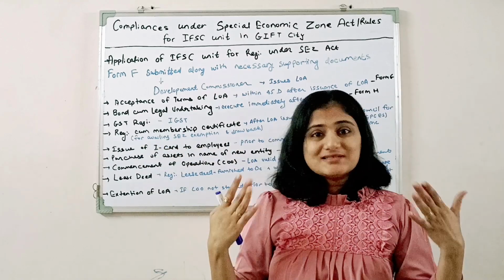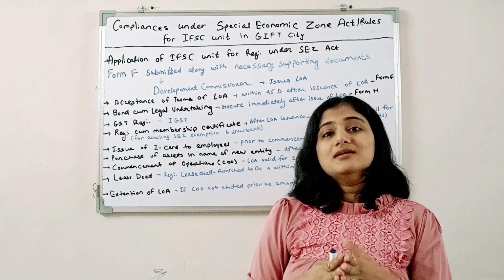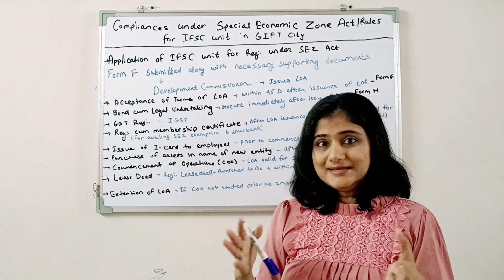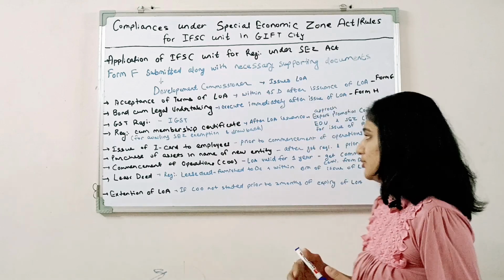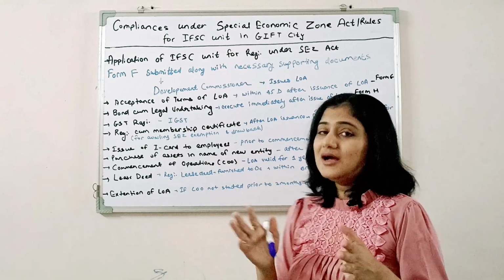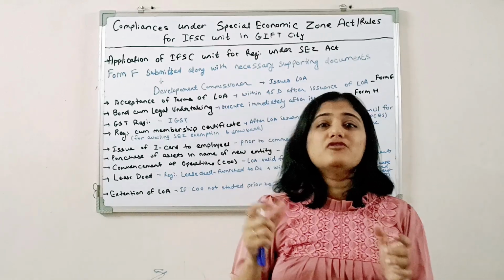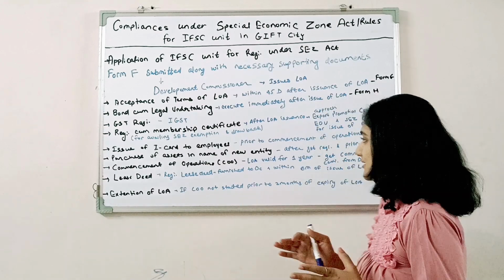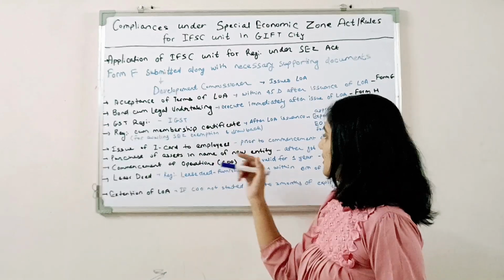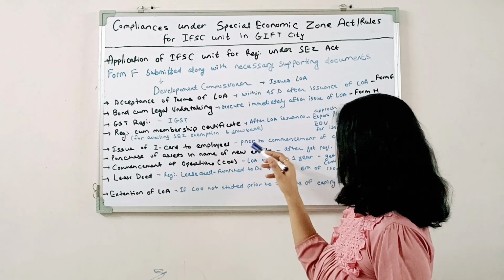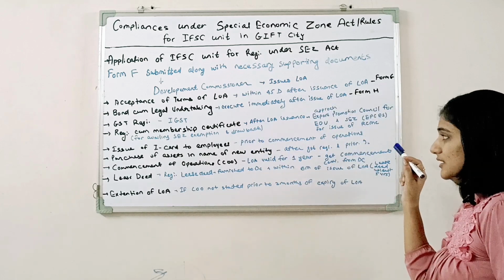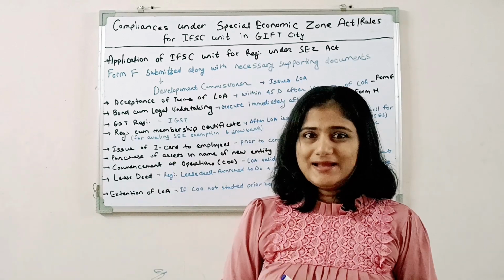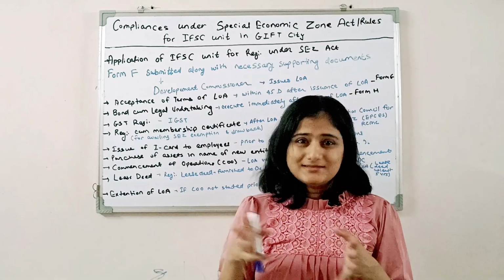Next, issue of I-cards to the employees. So before starting the operations, the unit has to enroll the employees, onboard the employees, and it has to issue the identity card. The prescribed format for I-card is already given under the SEZ Act. Okay, so prior to commencement of the operation, you have to onboard the employees and issue the I-cards. The validity for this I-card is 3 years.